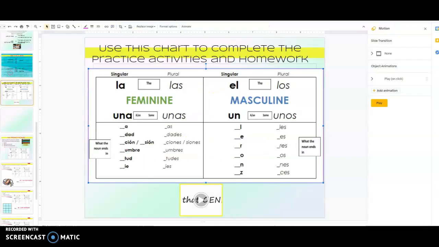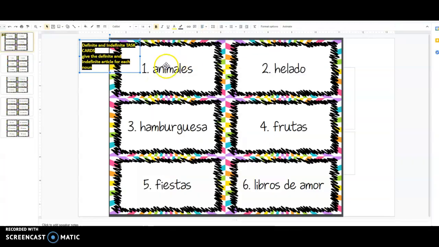Figure out what the word is. And then, sorry, I have too many tabs open. Figure out what the word is, and then figure out what your definite and indefinite article is going to be.